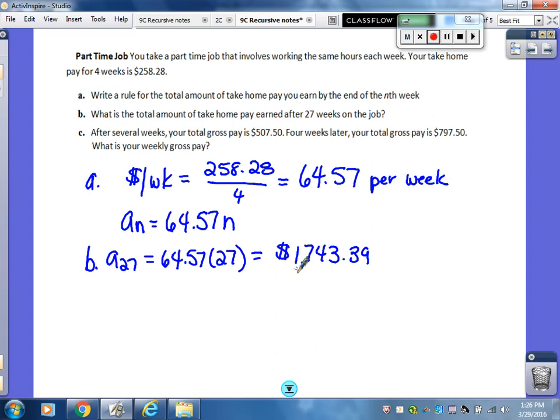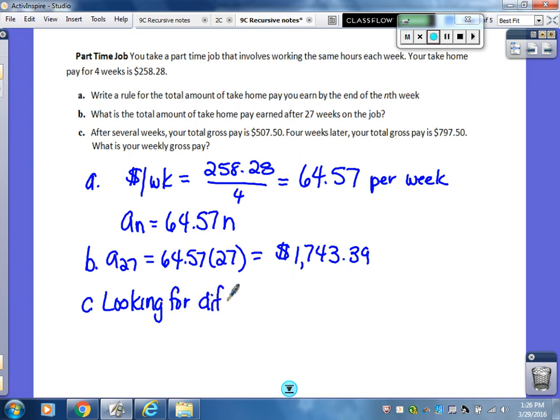All right, C. After several weeks, your total gross pay is $507.50. 4 weeks later, your total gross pay is $797.50. What is your weekly gross pay? All right, so you got a raise, basically. So what you're doing for this one is you're looking for the difference.